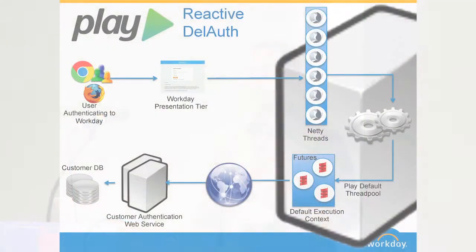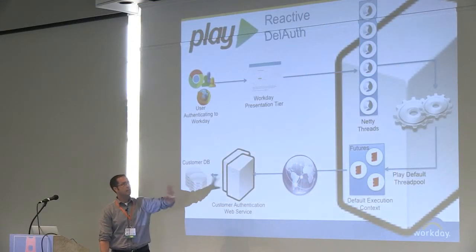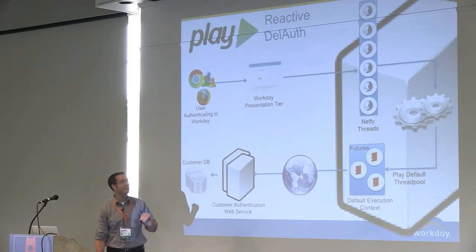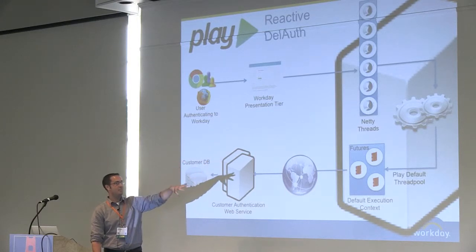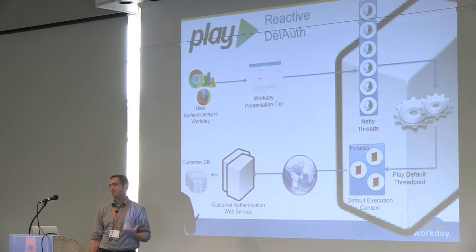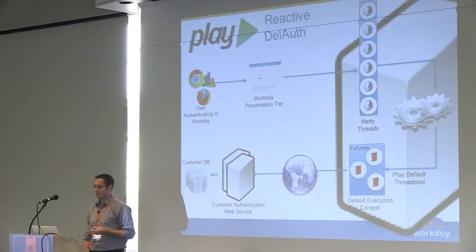So enter reactive DelAuth. In this model, we have the same scenario. We have the user authenticating to the front door of our system. We have the external service that we're relying upon, the exact same external service. But now, inside the guts of our giant computer, we have Netty threads ready to service the requests. And it's dispatching those requests asynchronously using Play's default ThreadPool. And it's creating futures to block on each one of those GET requests as it sends the external request to the service. And those futures are running inside the default execution context.